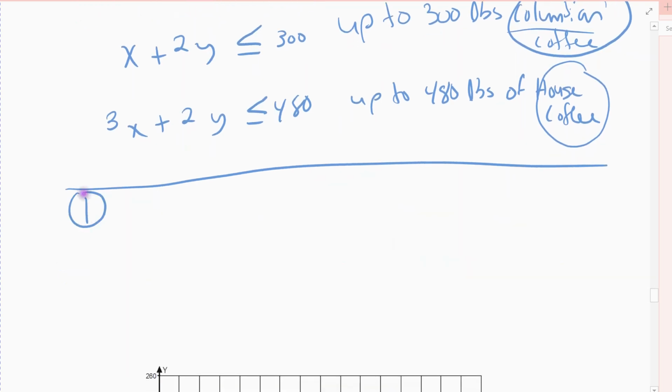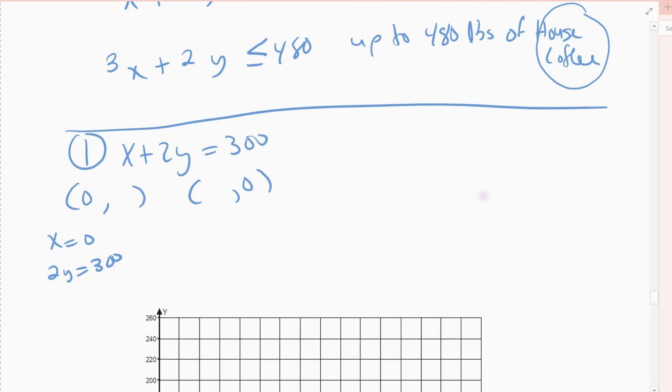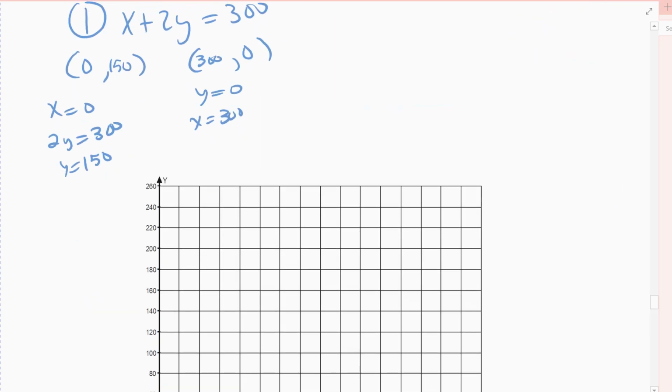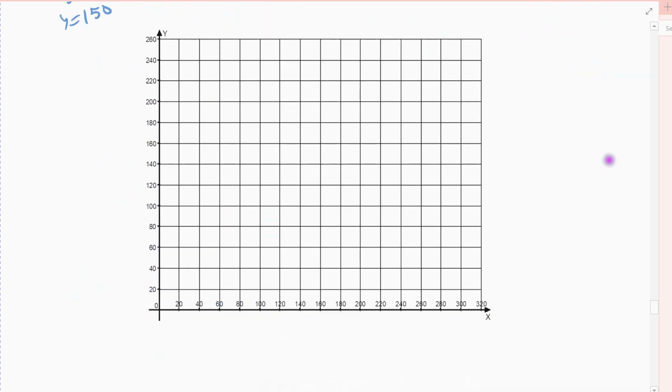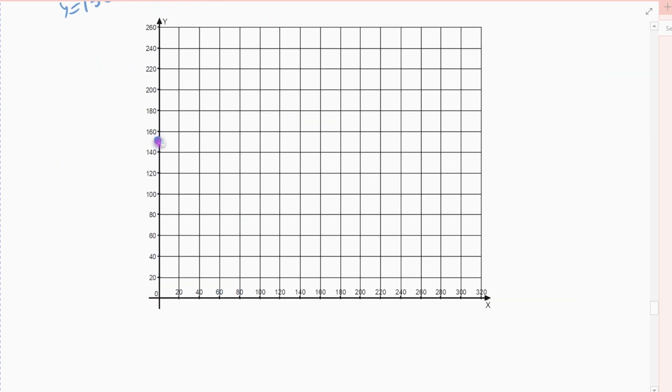Alright, so first one, x plus 2y equals 300. I'm going to find my intercepts. Alright, so x equals 0, 2y equals 300, divide by 2, so y equals 150. Alright, y equals 0, x equals 300. That was an easy one. Alright, so I've already kind of got it scaled here for you. So 0, 150, and 300, 0. So 0, 150 puts me here. Right, that is the 0, 150 spot between 140 and 160. And then 300 puts that over here.